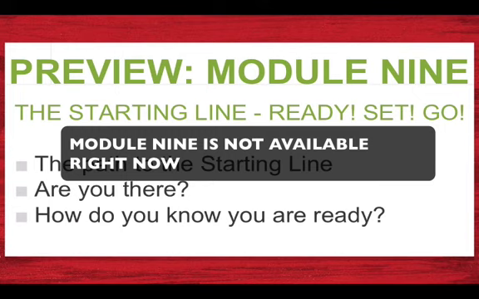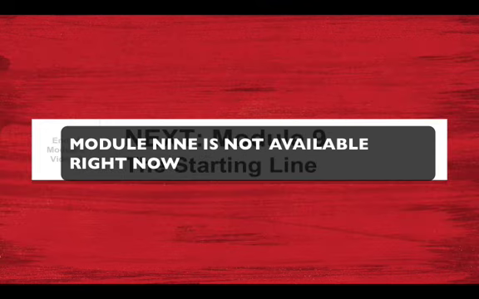This is the home stretch, the final module, the starting line, which means you're on the track, you earned your place, you're dressed, you've got your gear, you're ready to go. Let's make it happen. See you in Module 9.